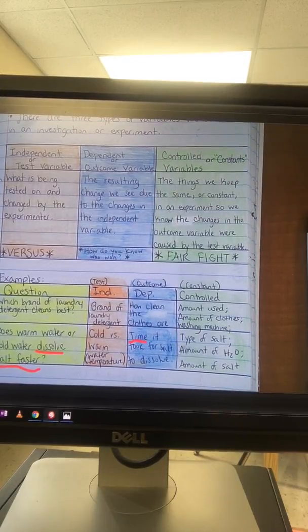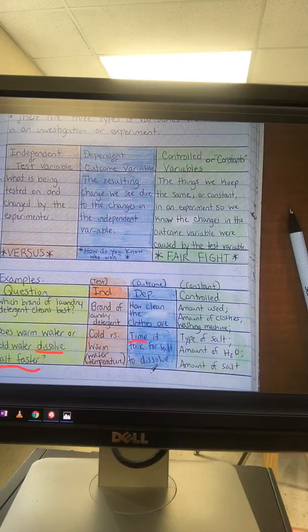Okay, then what should you keep the same among your test groups, the warm water group and the cold water group, to make sure that the only reason that the salt dissolved faster is because of the temperature of the water and not because of some hidden reason? Well, you should keep the type of salt you use the same. You shouldn't use sea salt in cold water and kosher salt in warm water, because that's not the same thing. You should be using the same amount of water. It would not be fair for you to use a huge 2 liter of cold water and then a little cup of warm water, okay?